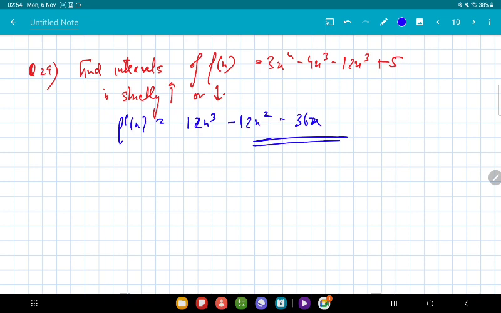Someone is commenting, sir, the question has a little error here. Okay, make it a square. The question has a little error, so here it will become 24x.